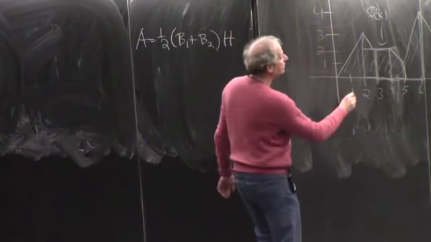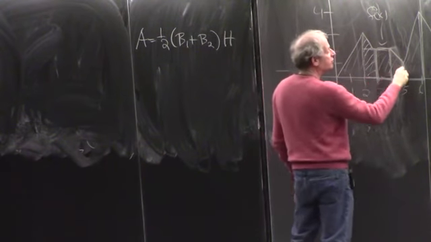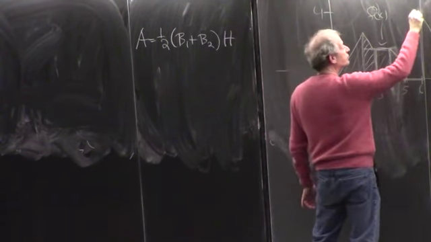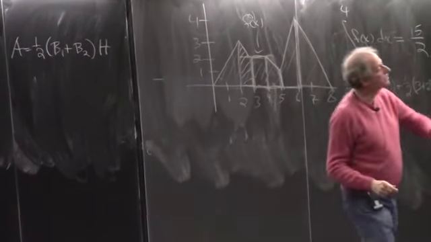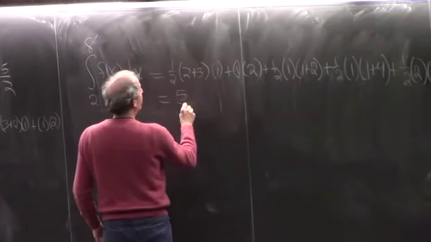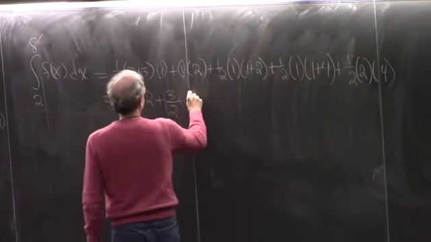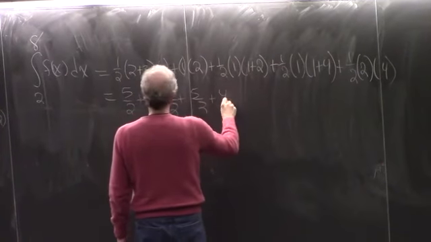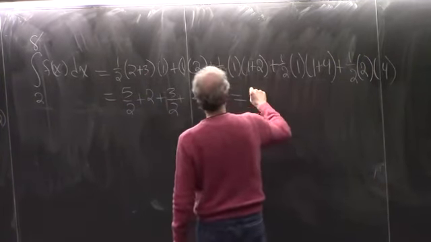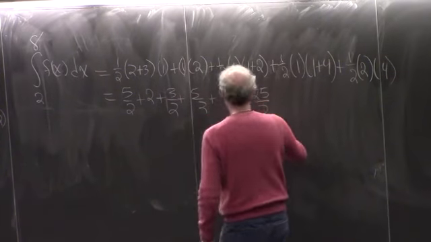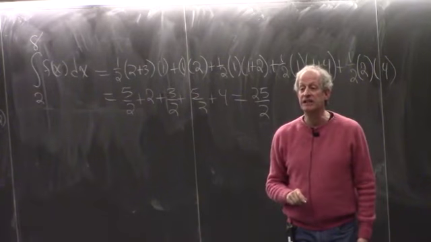So you've got trapezoid here. You've got a rectangle here. You've got another trapezoid. And a triangle. And you add that up and you get 5/2 plus 2 plus 3/2, 5/2 plus 4, which is 5, 7, 11, 12.5, or 25/2. Okay? Anybody get 25/2?